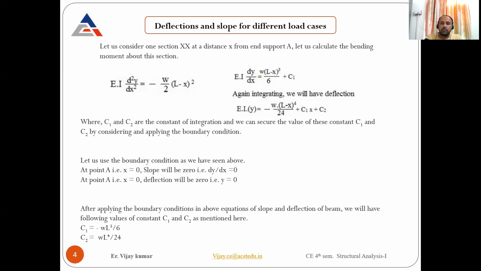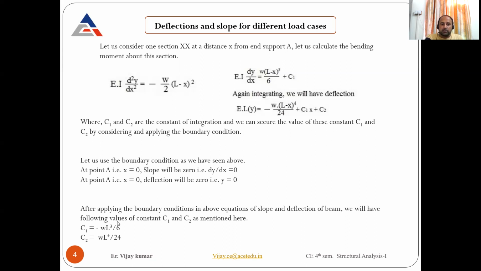To calculate C1 and C2, what do we need to do? We have to apply the boundary conditions to solve for C1 and C2, the constants of integration. We can get the values of these C1 and C2 by applying the boundary conditions that we are going to put.